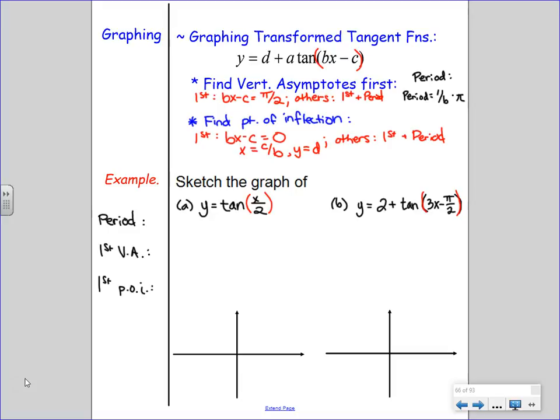Why? How could we rewrite it? Couldn't we rewrite it as y equals tangent of 1/2 times x minus 0? So C is 0, b is 1/2. It's okay. That was tricky. I didn't rewrite it for you. I was seeing how it would go.